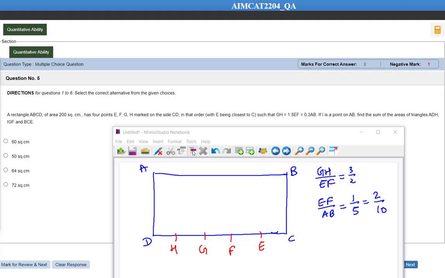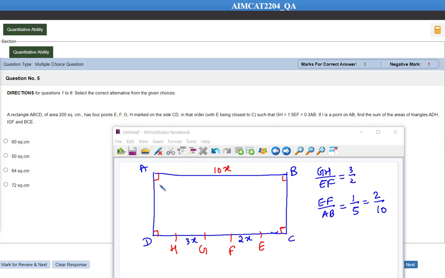So from this we can say that if the length of AB is 10x, this is a rectangle, so this is 90 degrees. If the length of AB is 10x, the length of EF will be how much? The length of EF is going to be 2x, and GH is going to be 3x. Now over here we are supposed to find the area of triangle ADH.